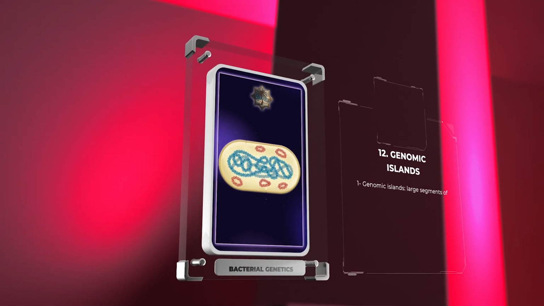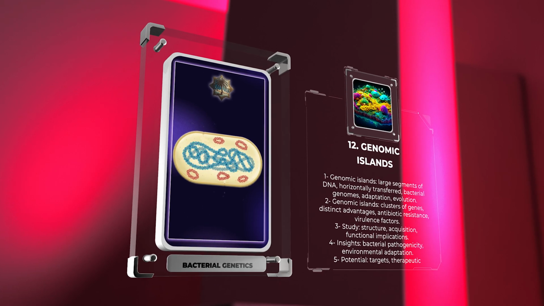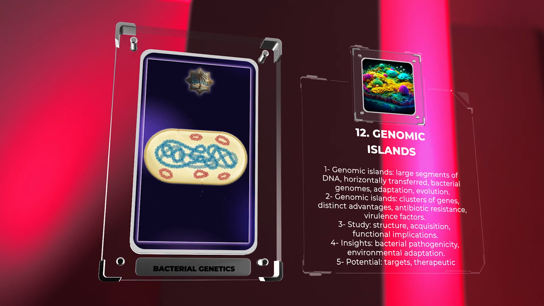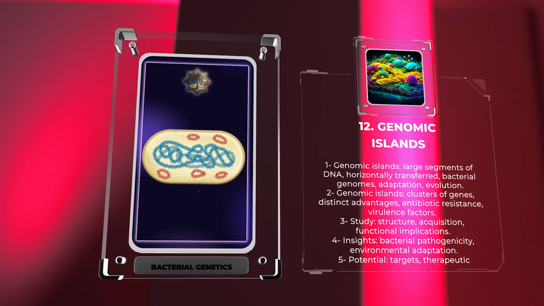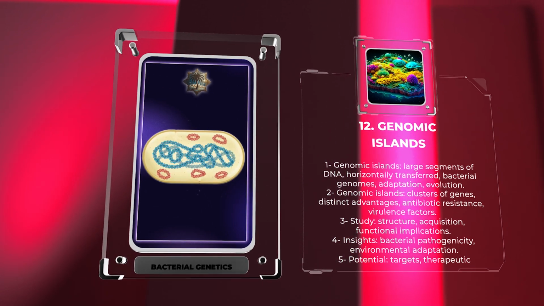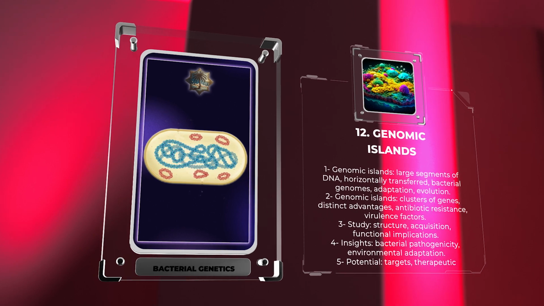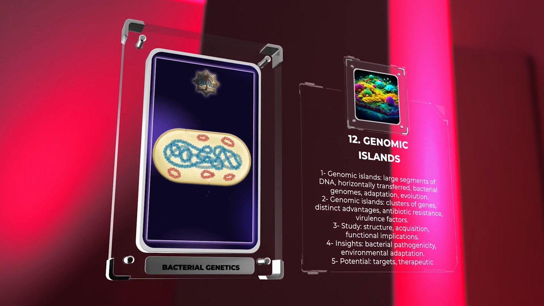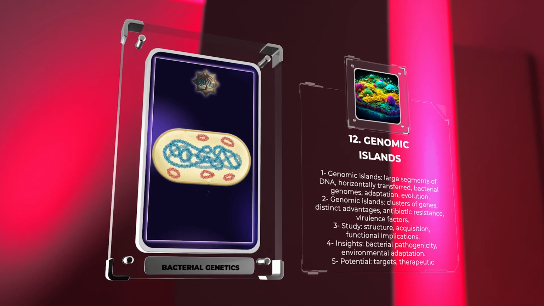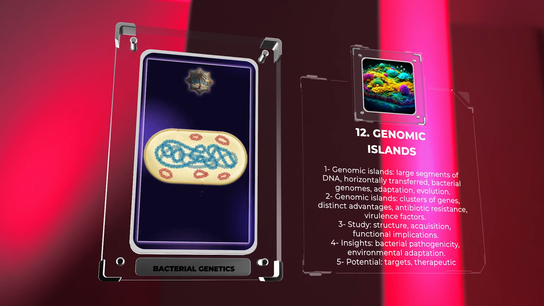Genomic islands are large segments of DNA that have been horizontally transferred into bacterial genomes and have significant impacts on their adaptation and evolution. These regions often contain clusters of genes that provide distinct advantages, such as antibiotic resistance or virulence factors. By studying the structure, acquisition, and functional implications of genomic islands, we gain valuable insights into bacterial pathogenicity, environmental adaptation, and their potential as targets for therapeutic interventions.